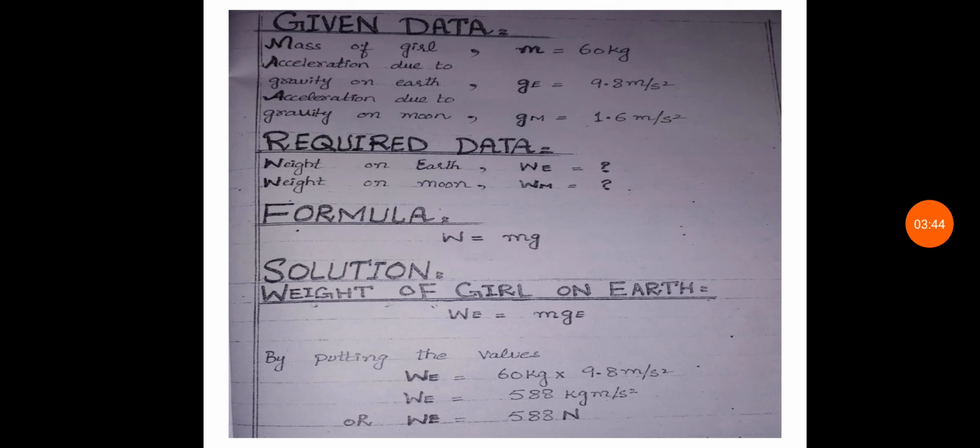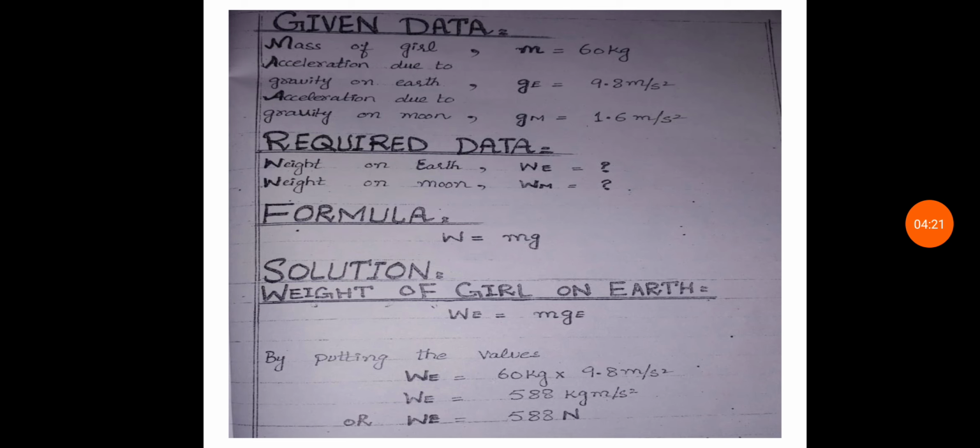Now our given data will be mass of the girl, that is represented by m equals to 60 kilogram. Acceleration due to gravity on earth, it is also given to us, represented by ge equals to 9.8 meter per second square. Acceleration due to gravity on moon, represented by gm equals to 1.6 meter per second square, and the required data is weight on earth, represented by we equals to question mark, and weight on moon also represented by wm equals to question mark. Now we know that the formula of weight is w equals to mg.